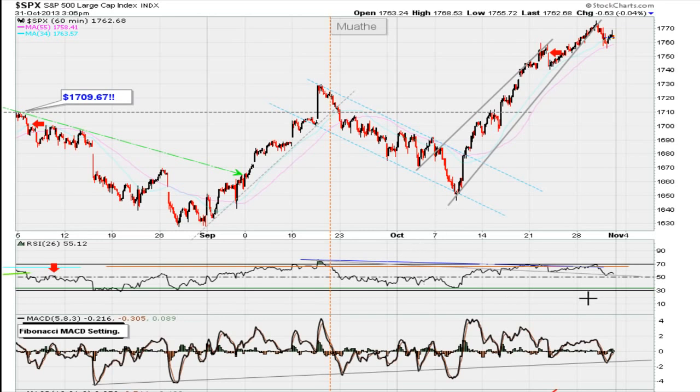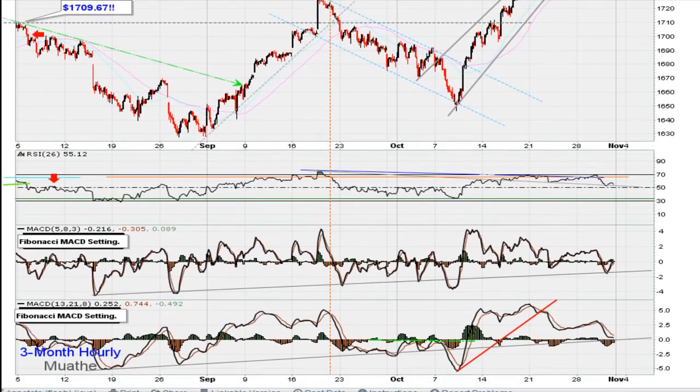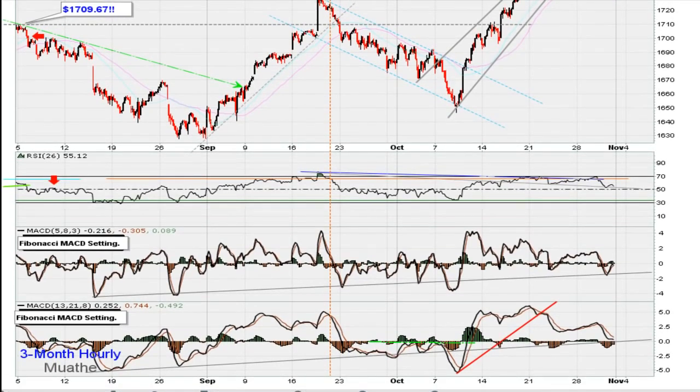So what I have here are two MACD settings, and you'll find this on most of my charts, but you can use one MACD setting. I use two just because that's what I've used, and we can go into the details of why I use those two in another video.